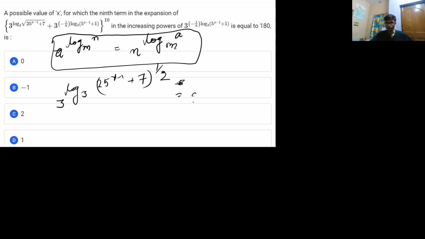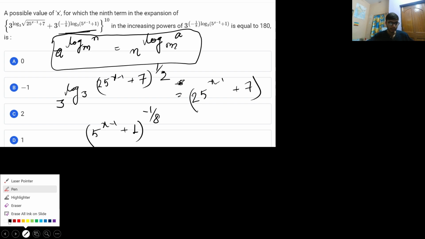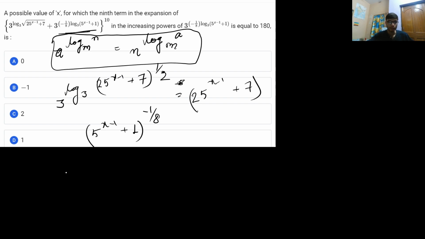So this will yield the result 25 x to the power minus 1 x minus 1 plus 7. And similarly, if you do so, this particular value will be equal to 5 x to the power minus 1 plus 1 whole raised to the power minus 1 by 8. Okay, so what is asked in the particular problem? It is asked that the value of x forms a 9th term.